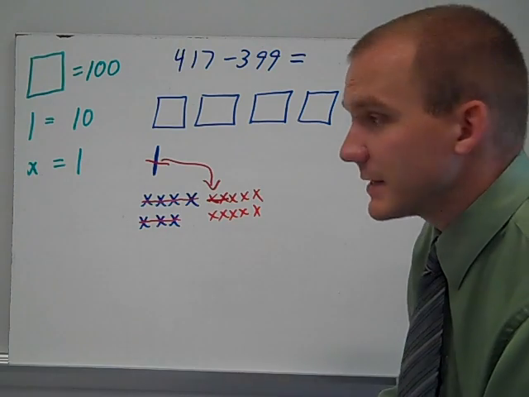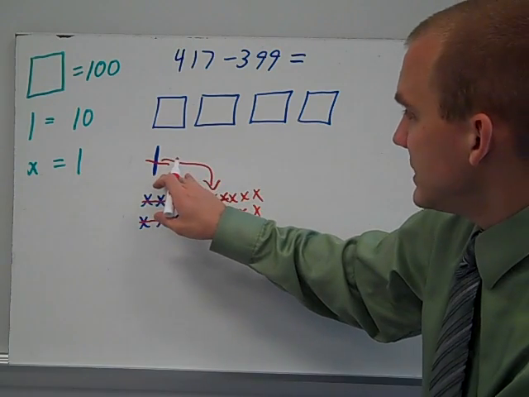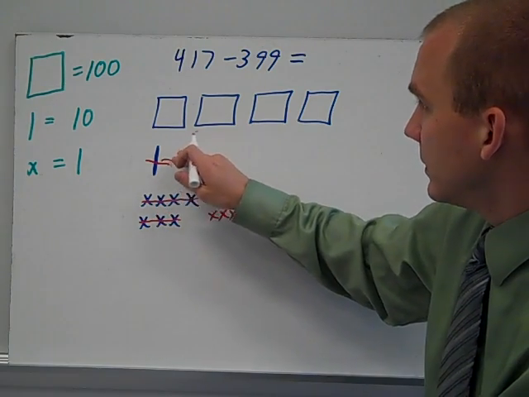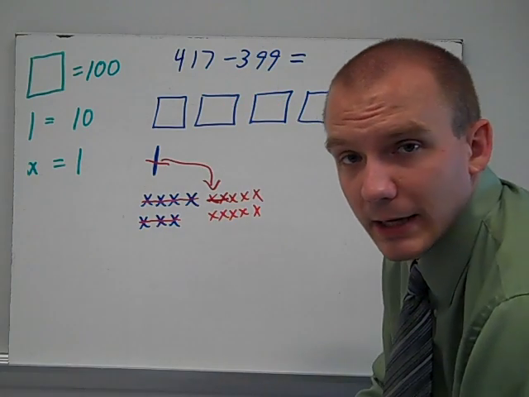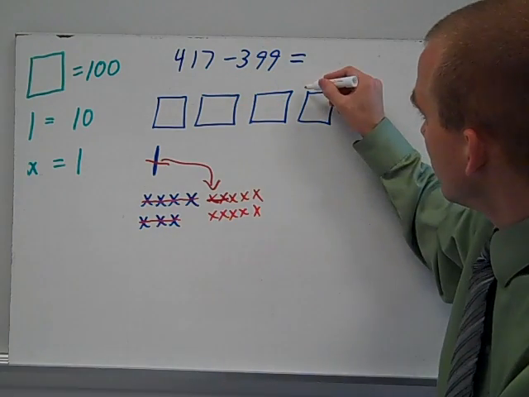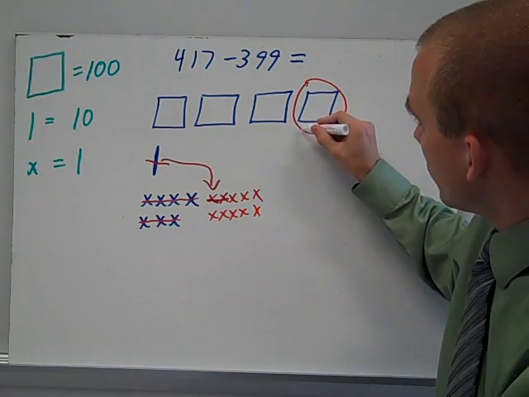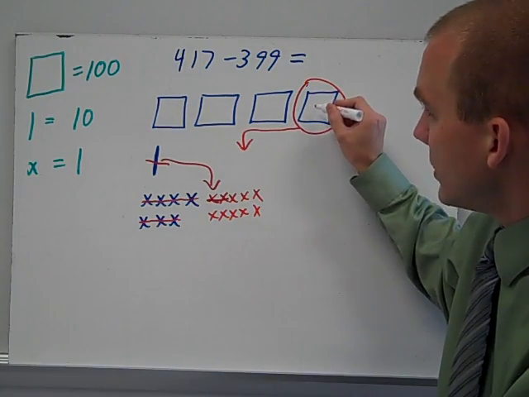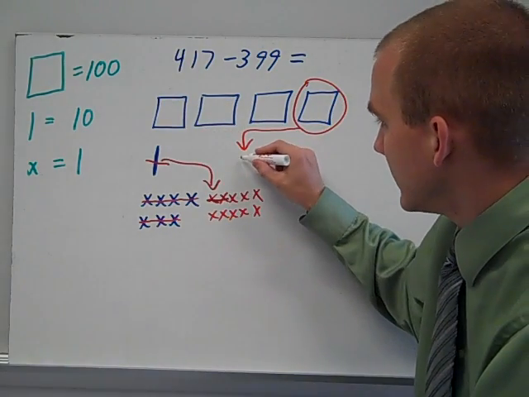So I have 8 ones left. Let's go to the tens place now. I have nothing, but I have to take away 9. So I immediately have to regroup. I can take this 1, and I can trade it in. 100 is going to be equal to 10 tens.